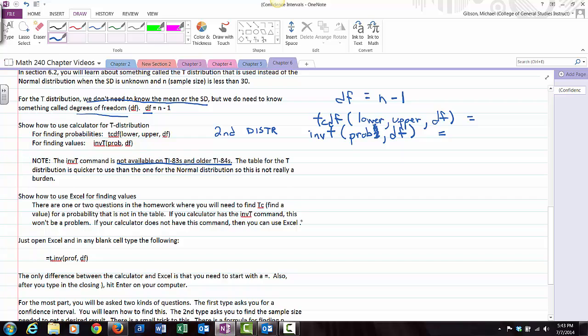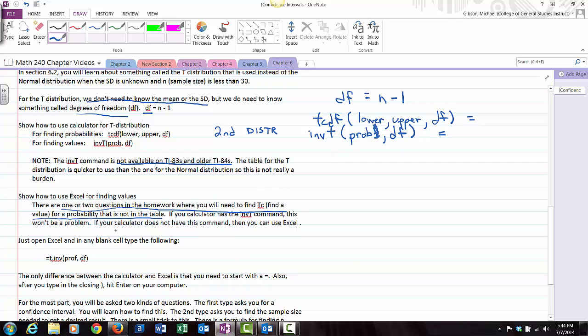Now, another thing I want to say is this. There are 1 or 2 questions in the homework where you will need to find TC, that is, find a value, for a probability that is not in the table. Now, this will not happen on a test, all right? On a test, I'll be sure that the values will be in the table. But I wanted you to kind of get a taste of this. If your calculator has the INVT command, this won't be a problem because you'll just stick it into the INVT. It doesn't care what the probability is.